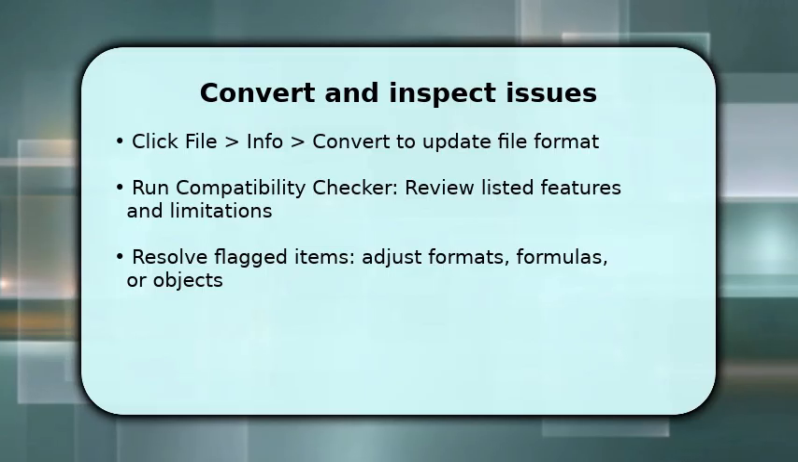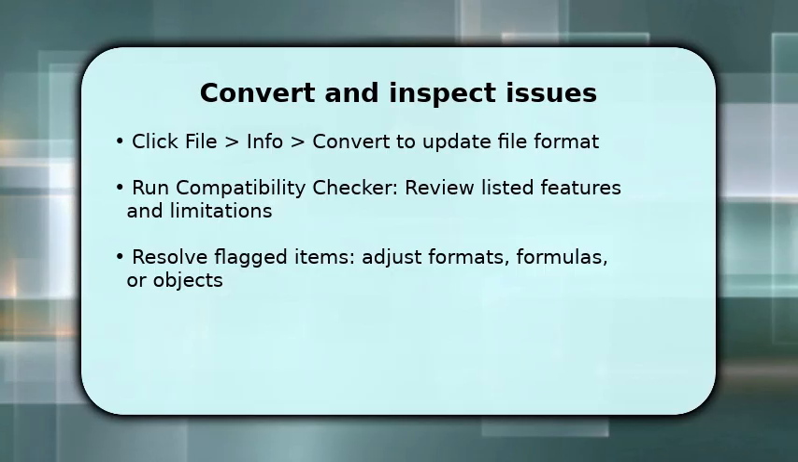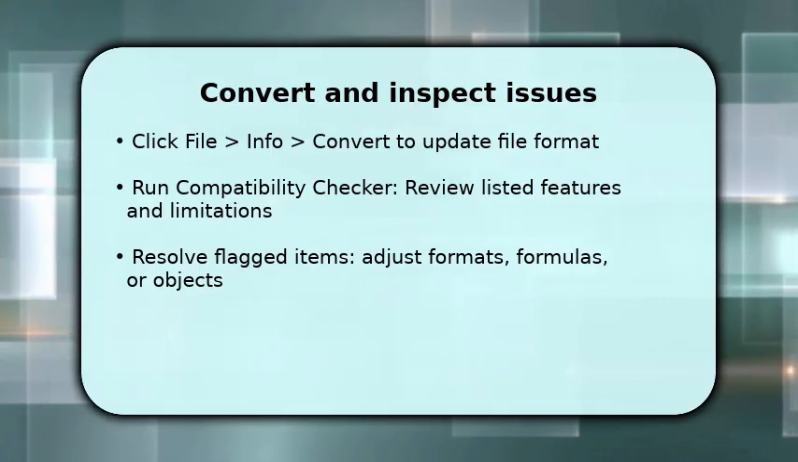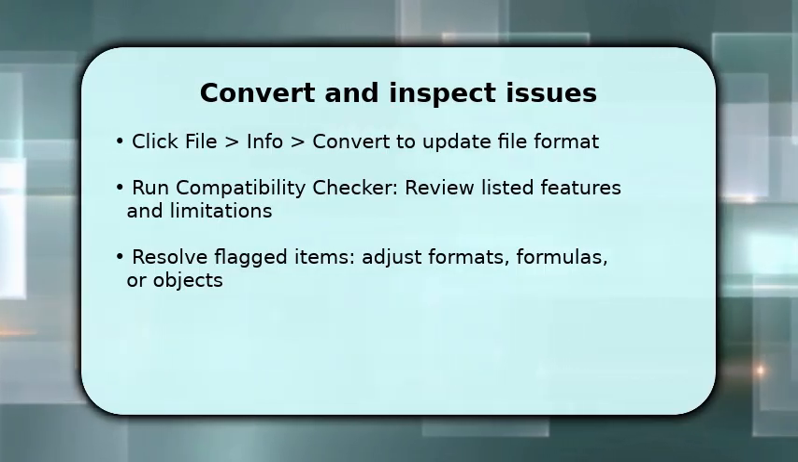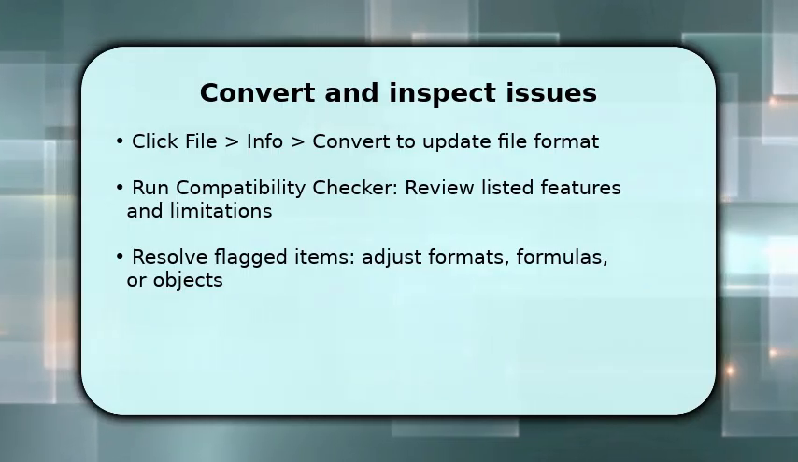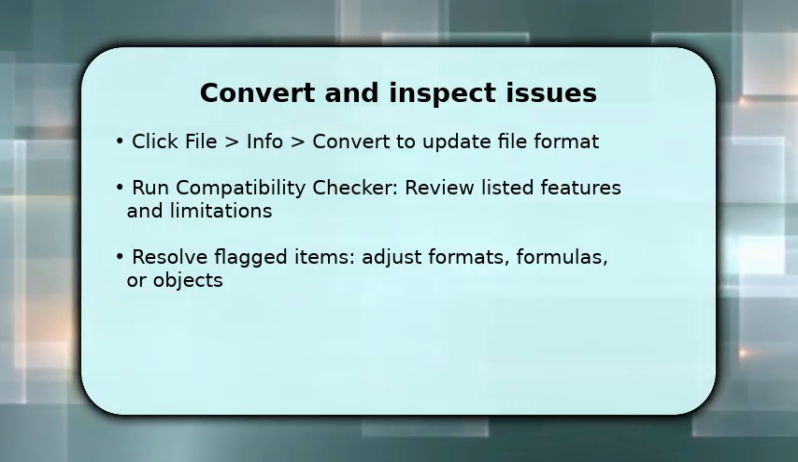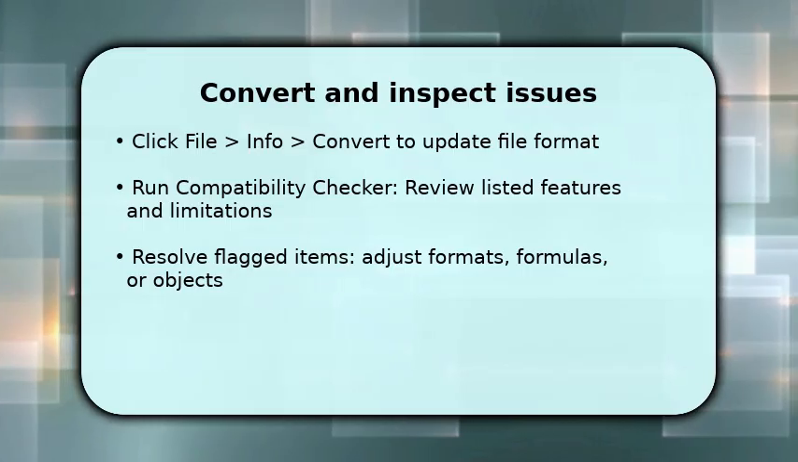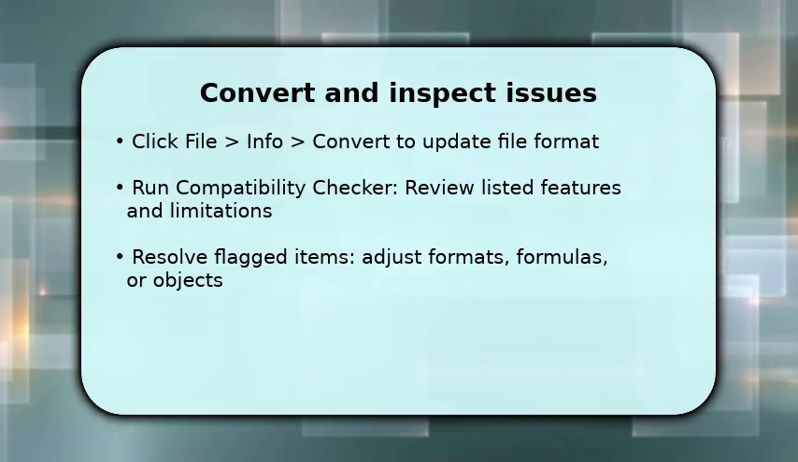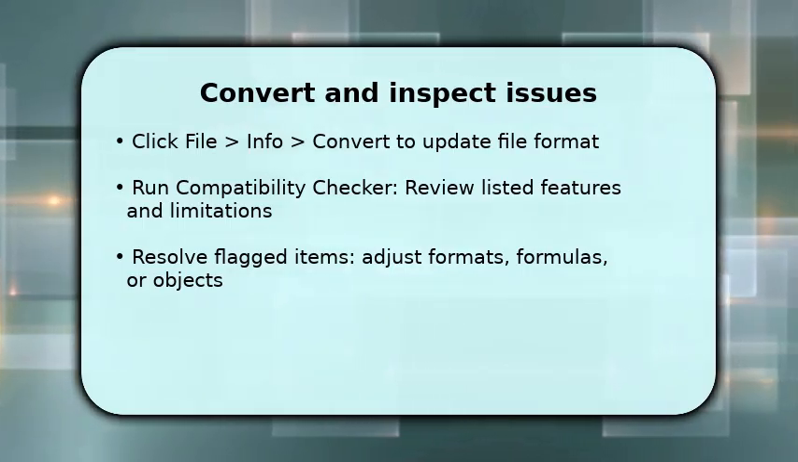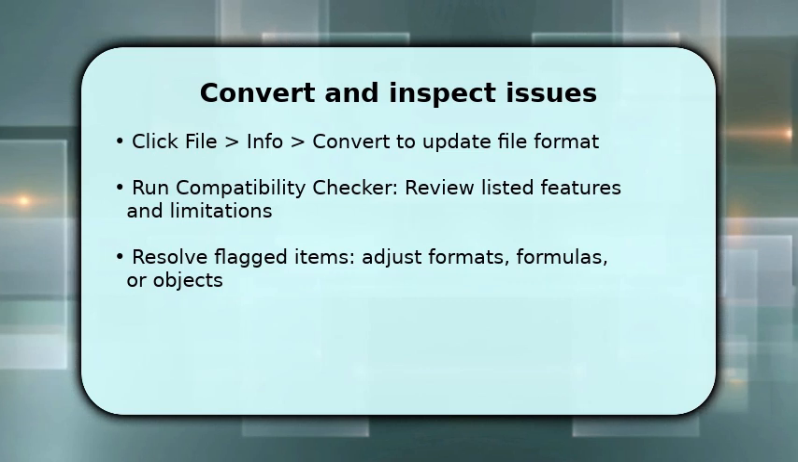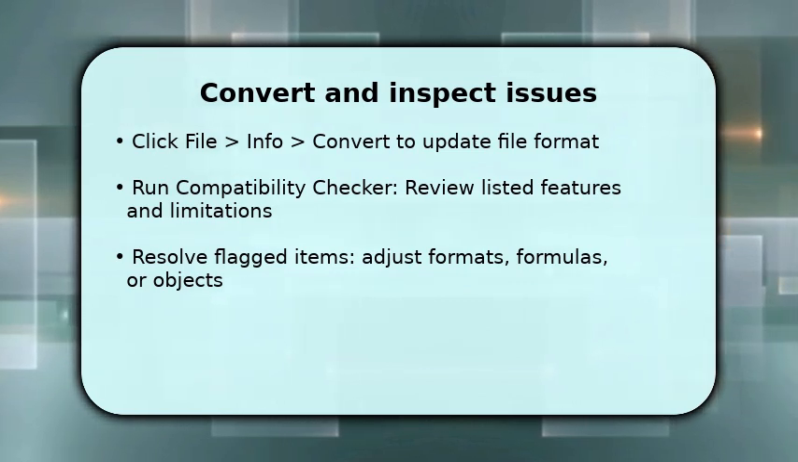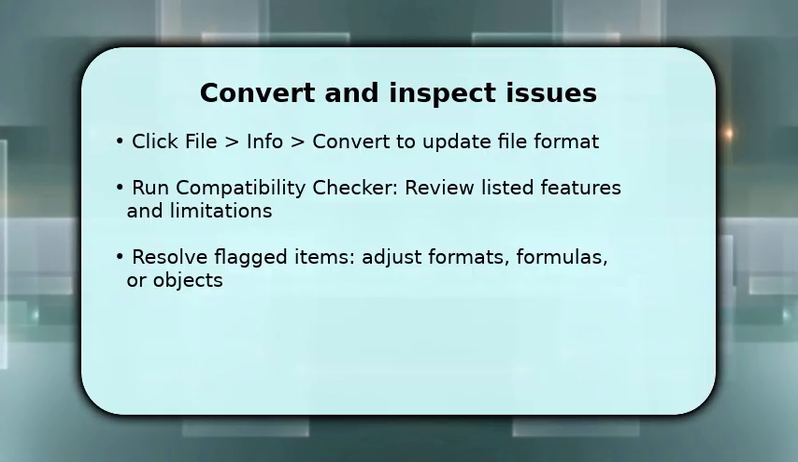Next, run the compatibility checker from Info. It lists items that behave differently in older formats. Make targeted fixes: update formulas that use dynamic arrays, replace legacy ActiveX controls, and adjust any cell formats or embedded objects the checker flags. As you edit, save incrementally. This helps you track which change clears which warning, and it prevents accidental reintroduction of legacy-only elements.